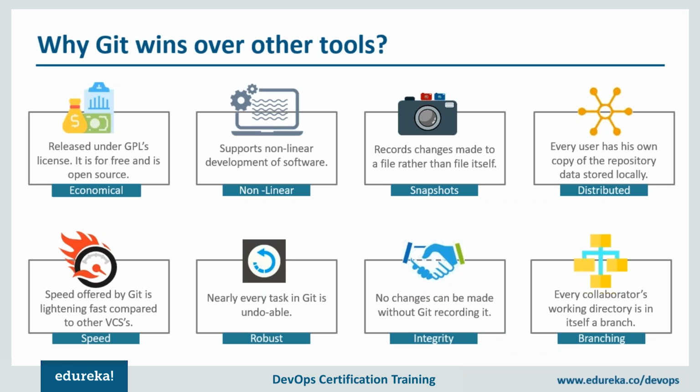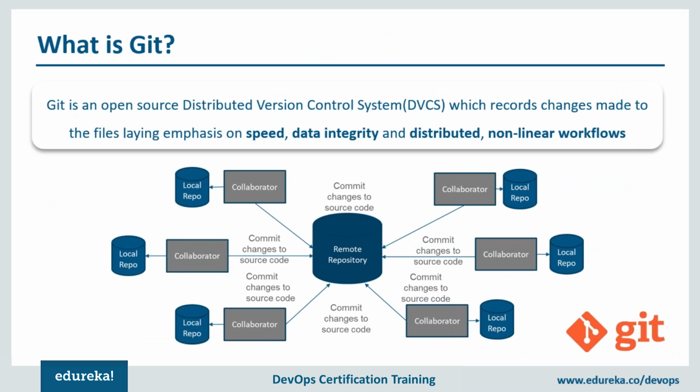So guys, these were some features of Git because of which Git wins over the other tools. Now that I've told you so many features about Git, let me tell you what exactly Git is. Git is an open source distributed version control system which records changes made to the files, laying emphasis on speed, data integrity, distributed, and non-linear workflows.